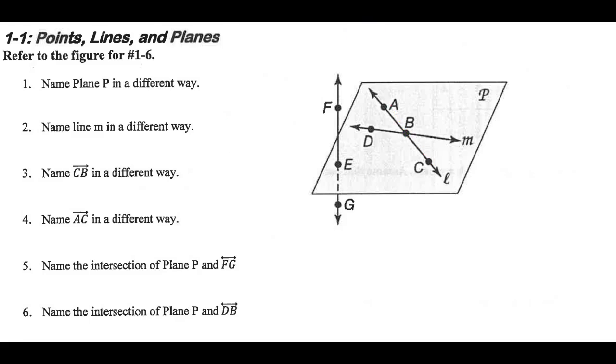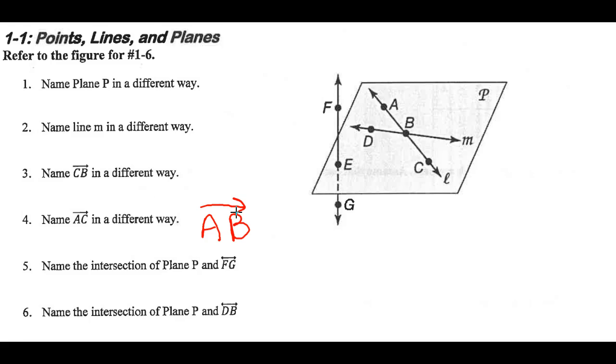Hopefully for number 4, for ray AC, you started with the letter A, but instead of using C, maybe you used B to run through in that direction. That would be a correct answer. Okay. Name the intersection of plane P and line FG.